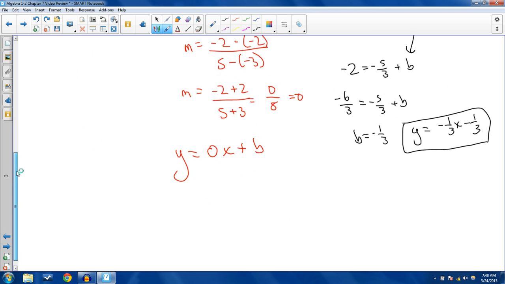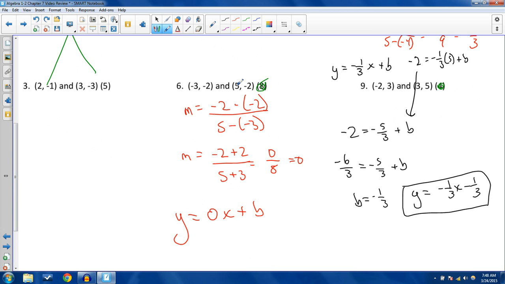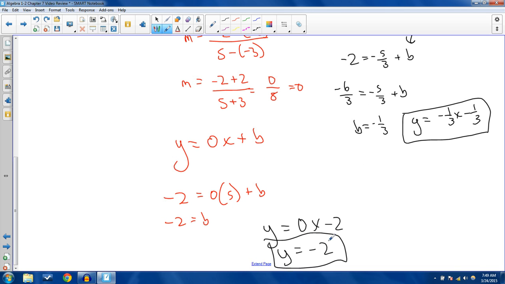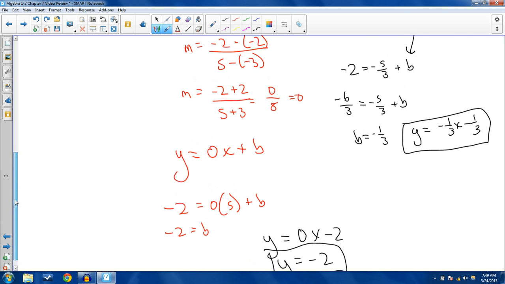We have to substitute in one of these xy values. Doesn't matter which. Let's choose 5, -2. So -2 equals 0 times 5 plus b. So -2 equals b. There's your y-intercept. So your equation is then y equals 0x minus 2, or y equals -2. And that's it. That's your equation. Remember, that's a horizontal line. The slope is 0.